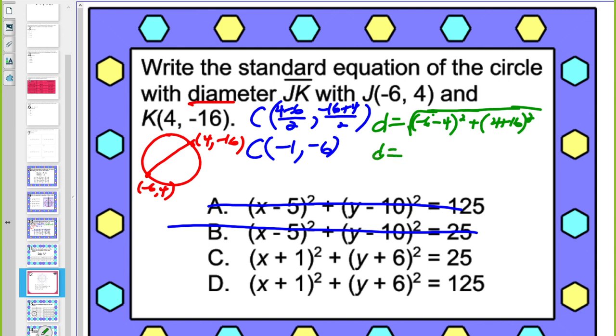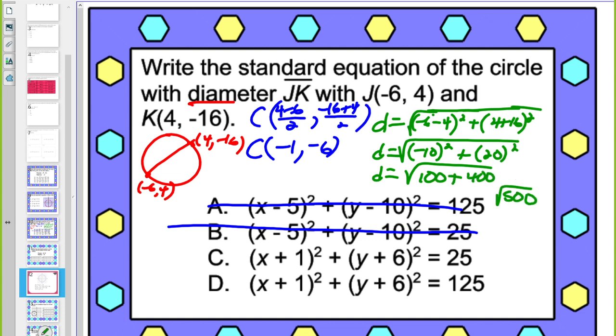So we get distance is -10 squared plus 20 squared. So my distance is 100 plus 400. So it's going to be square root of 500 is my diameter. And I know that's tricky, but I feel like I'm not done yet. So I don't need to round. Just leave it like that. Yes, there's a way to simplify the radical. You can find how to simplify radicals in Algebra 1. You don't even have to right now.